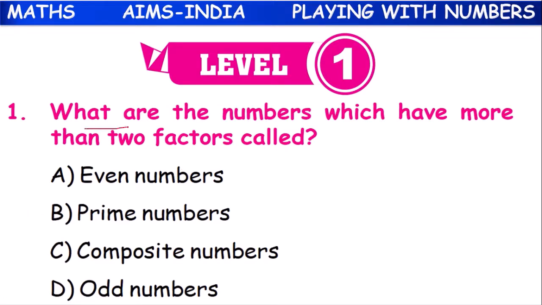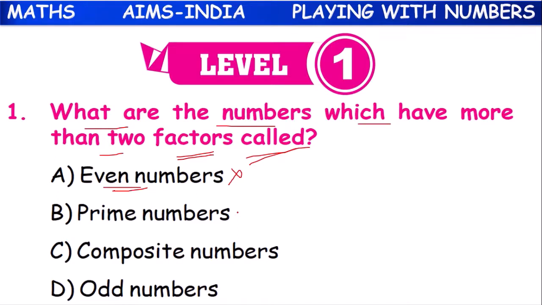What are the numbers which have more than 2 factors? Or the numbers which have more than 2 factors are called what? So what is the answer, children? Is it even numbers? The numbers which are divisible by 2 are called even. So this is wrong.